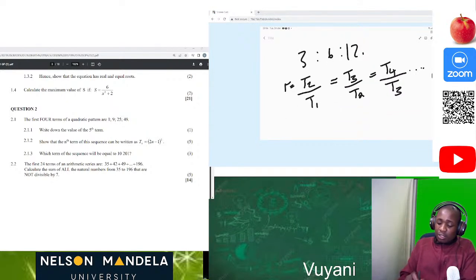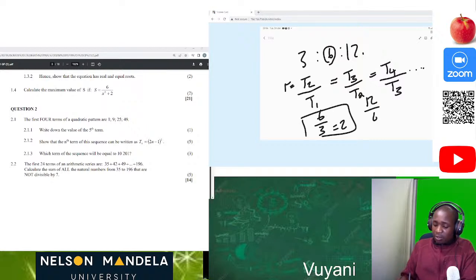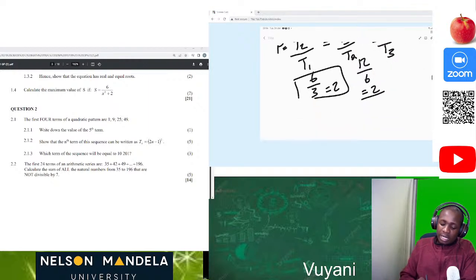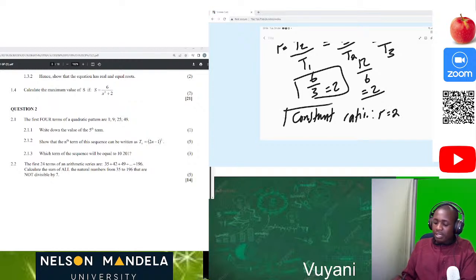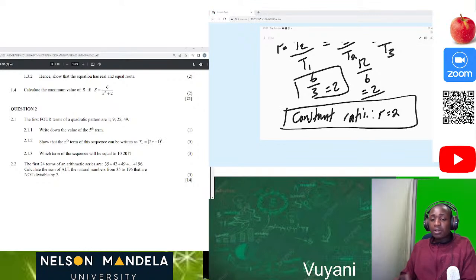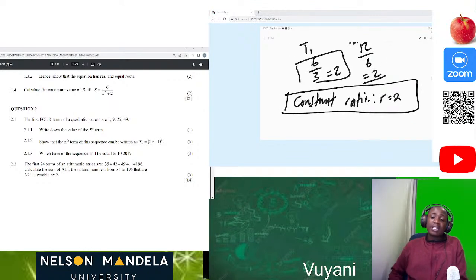So in this instance, we have our term 2 to be 6. So 6 divided by 3 is going to give us 2. Then 12 divided by 6 is also going to give us 2. So definitely now we can see that our constant ratio will be equal to 2. So the value of r will be equal to 2. So the moment we see that this has a constant ratio, then automatically that's a geometric sequence.